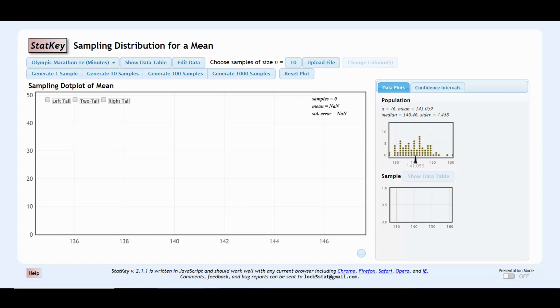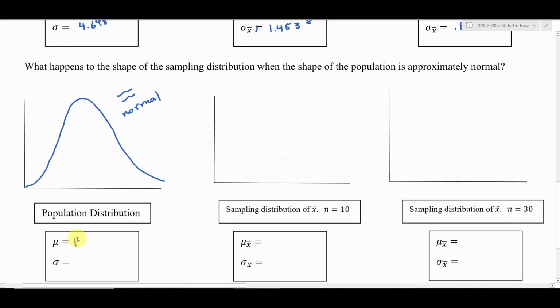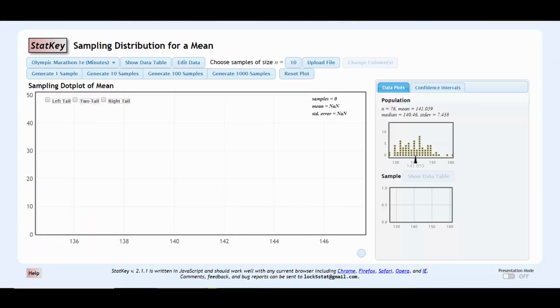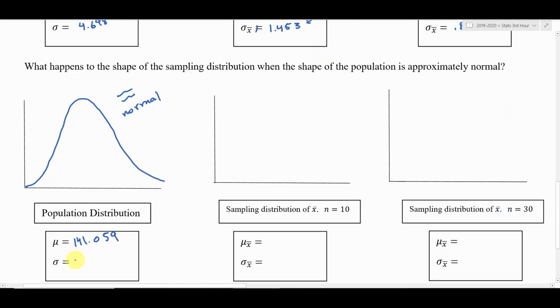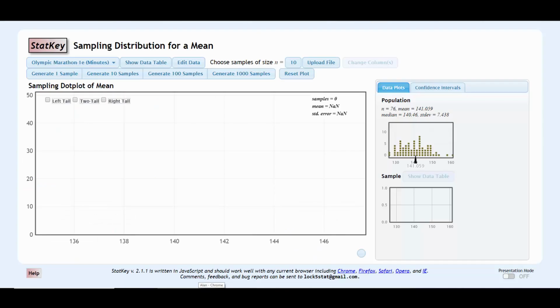All right, so note the mean 141.059. I'll write that down here. And I'm going to get the standard deviation, which was 7.438. Okay, and then we're going to go ahead and do our sampling distribution of size 10. Okay, so I'm going to make sure my samples are starting off size 10, and they are. I generate one sample.